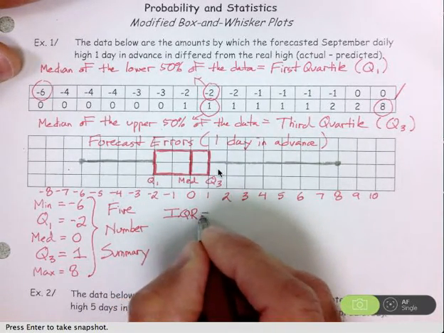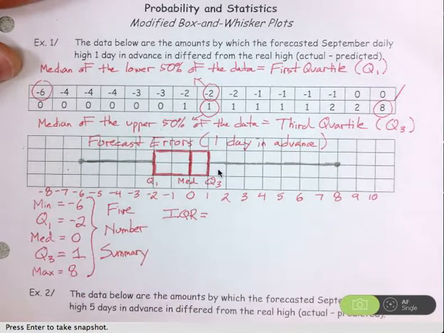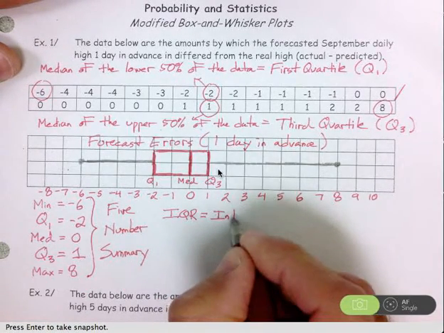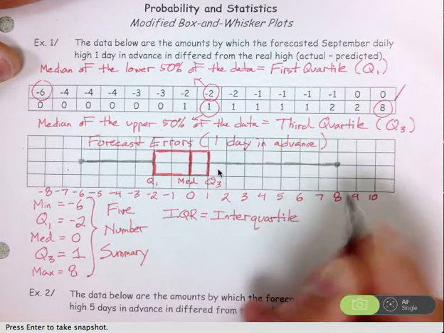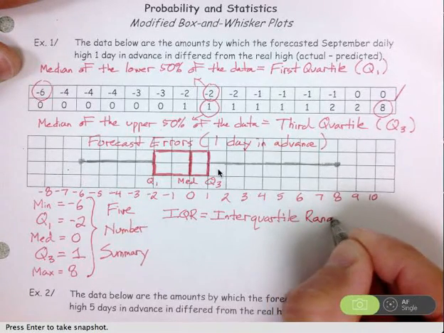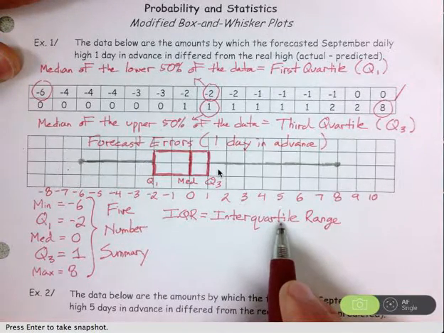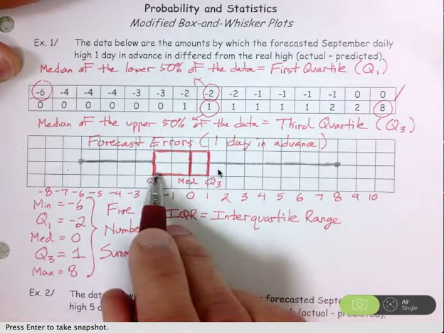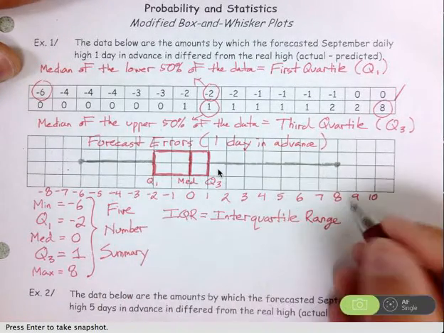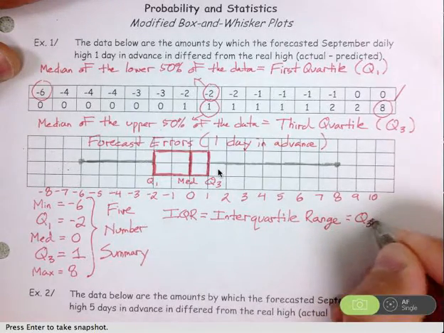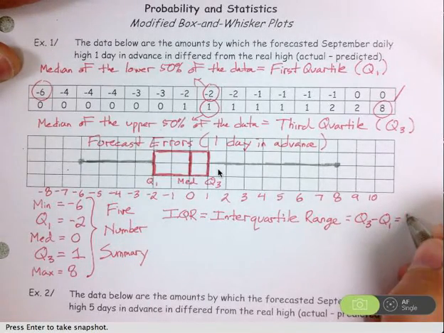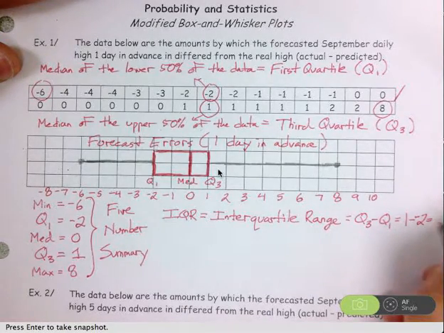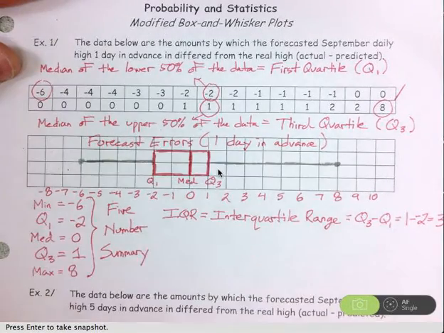IQR stands for interquartile range. By interquartile, we literally mean between the quartiles. So I mean this span between Q3 and Q1, which we calculate as Q3 minus Q1. In this case, Q3 is at +1 and Q1 is at -2, and if you subtract 1 minus -2, you get an interquartile range of 3.